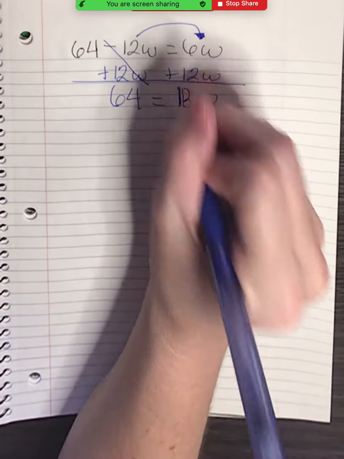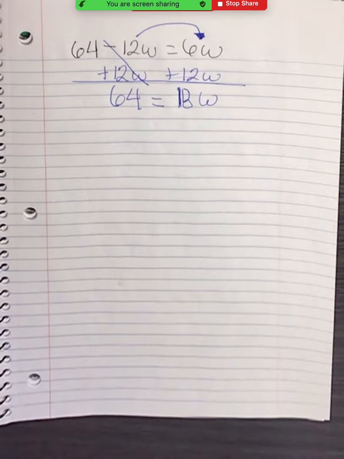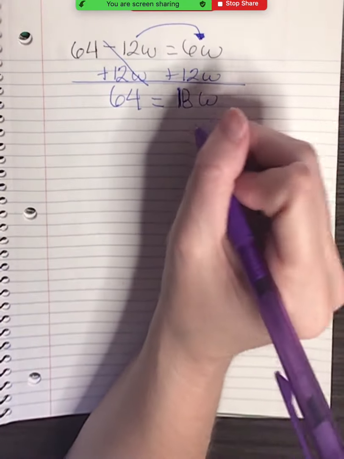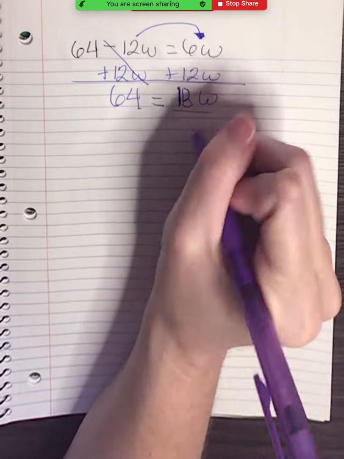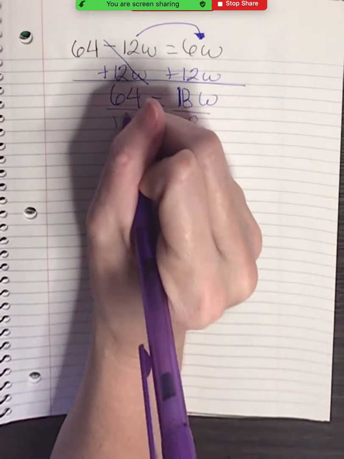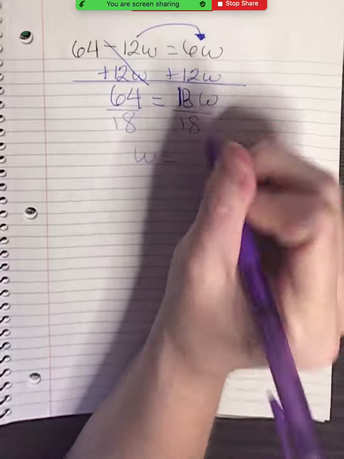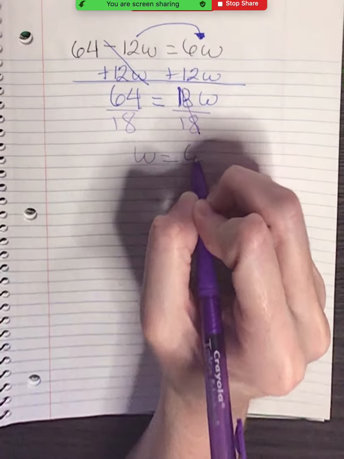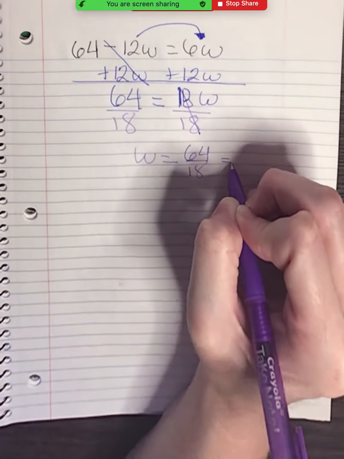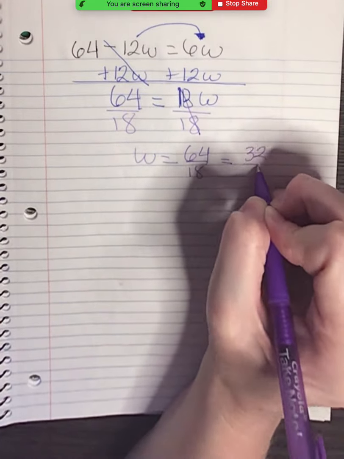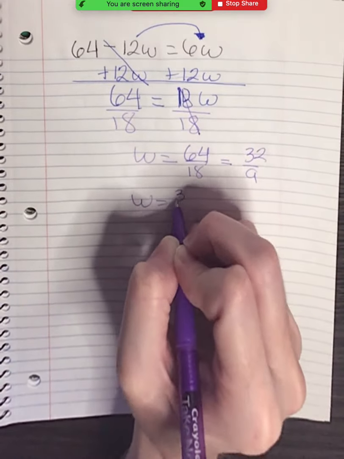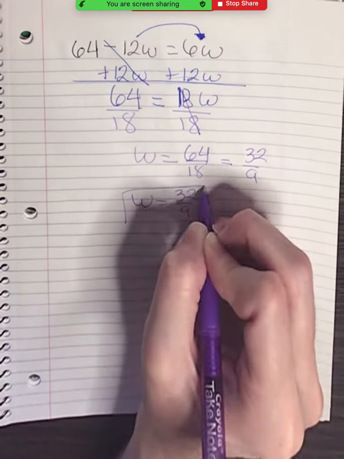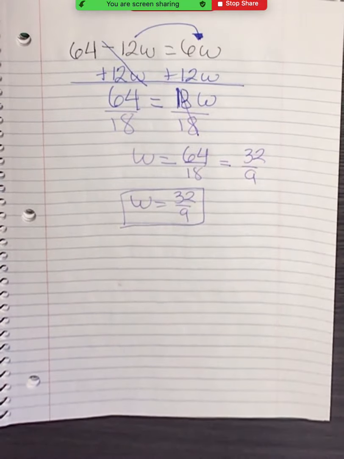18w. Okay, so we want this to be 1w, so it's 18 times w, so undo that by dividing by 18. That's how you get w, the 18s cancel. 64 divided by 18 doesn't go evenly, so we're just going to divide them both by 2. You don't need to make this a mixed number. You can leave it as an improper fraction. Just make sure it's reduced, okay?